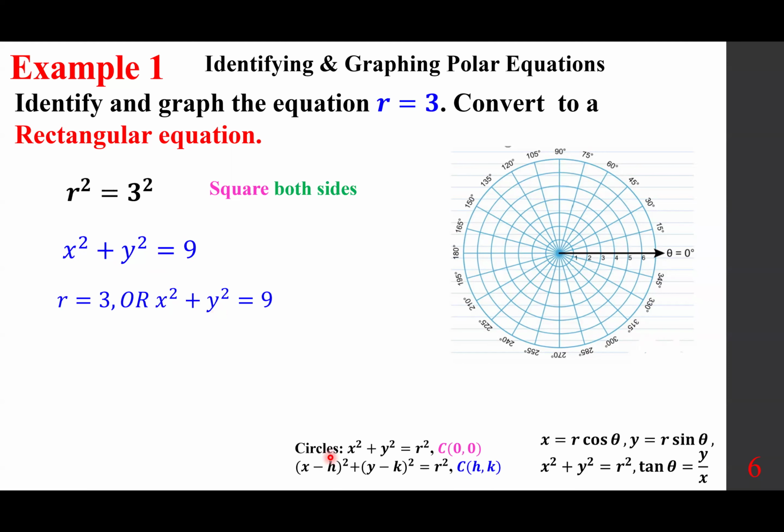Reminding you, it's a circle. X squared plus y squared equals r squared has center at 0, 0. X minus h quantity squared plus y minus k quantity squared equals r squared has center at h comma k.